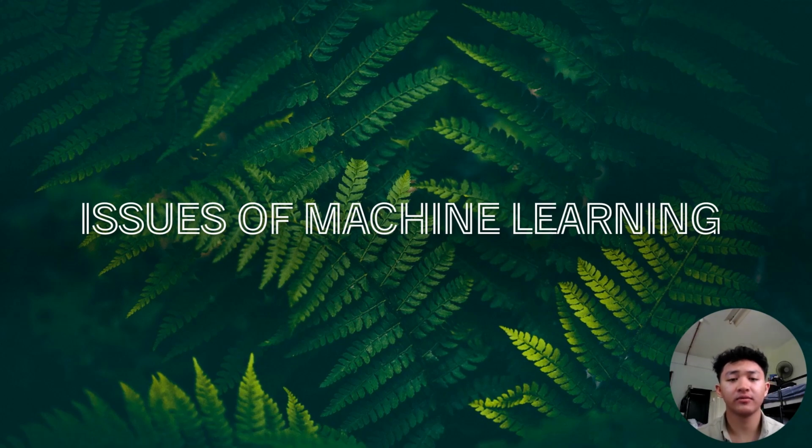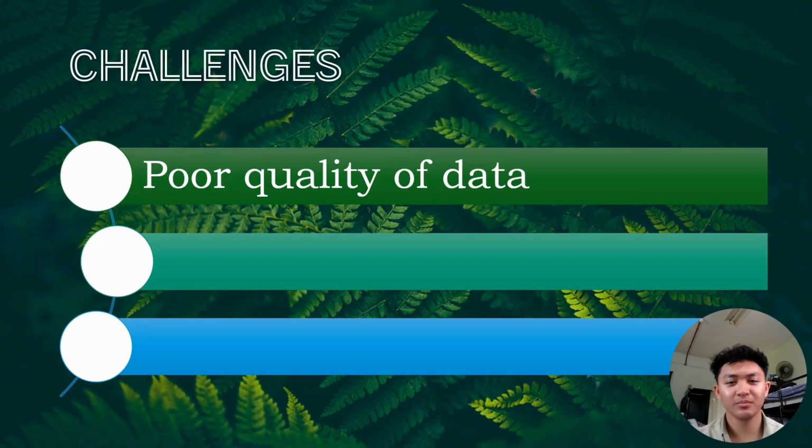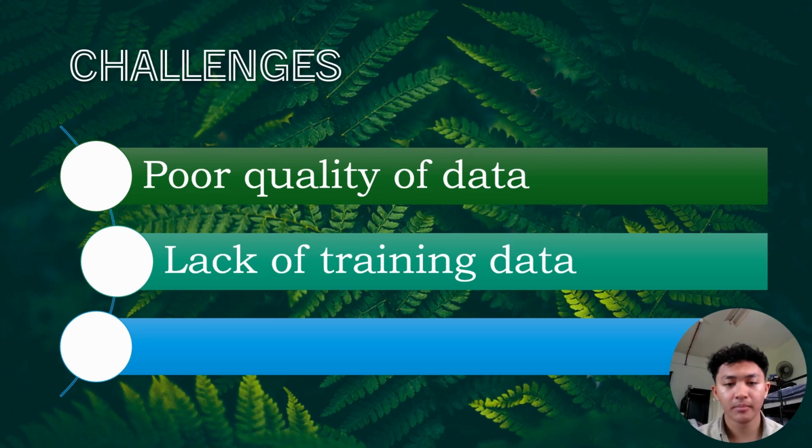Machine learning comes with several challenges, and I want to highlight the main 3 points. Machine learning models rely on vast amounts of data to learn effectively, and if the data is inaccurate, incomplete, or biased, it can lead to poor predictions and unreliable results. Many machine learning models require large datasets to be trained effectively, but in some cases, especially in specialized fields, the data simply doesn't exist, limiting the potential of the model.